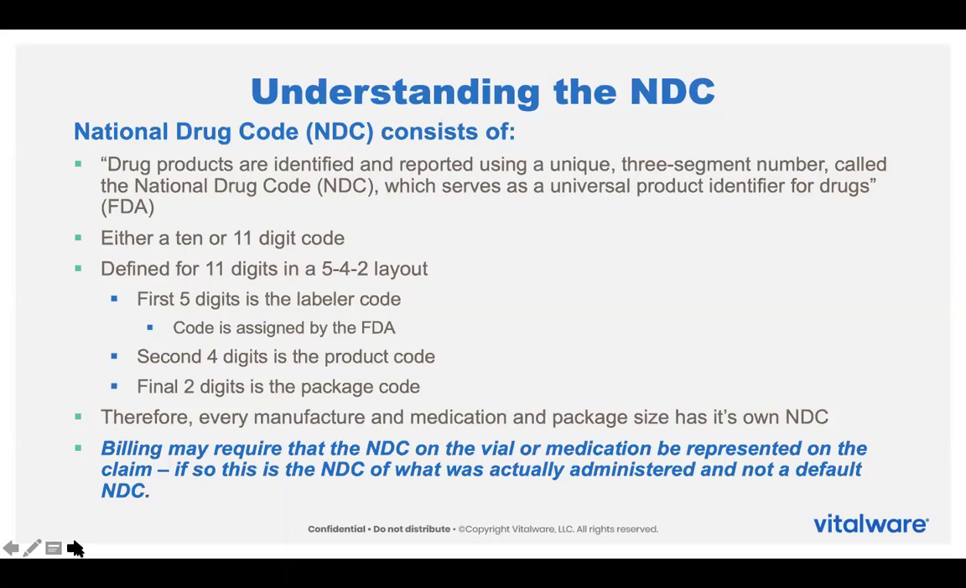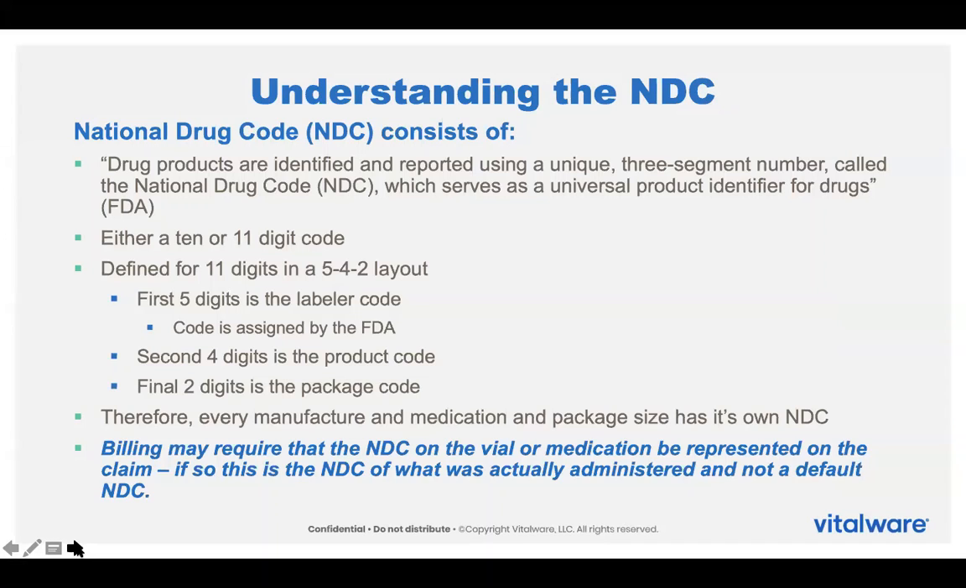The National Drug Code, which can be found on the FDA website, is either 10 or 11 digits. The older ones are 10, now they're 11. And the 11 digits are in a 5-4-2 layout, where the first 5 digits are the code assigned by the FDA for the labeler. The second 4 digits is the actual product. And then the final digits is the package code.